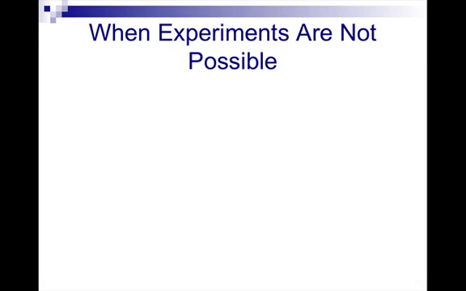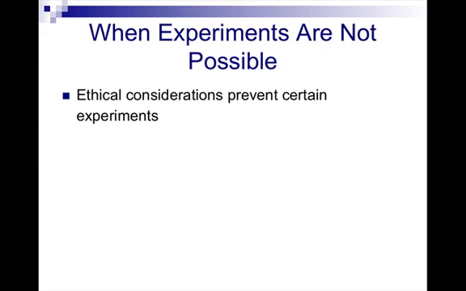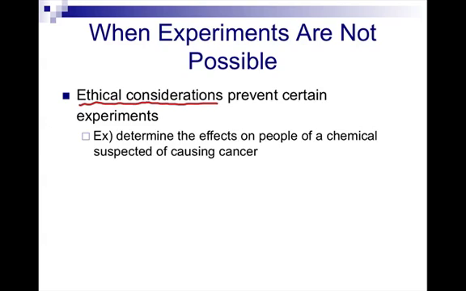Finally, when experiments are not possible, well, ethical considerations are key. And ethical considerations would mean that we don't test certain things on subjects that don't want to have the test done on them. And we have to be doing it in a good manner, whereas we're not hurting the subject that we're testing. For example, determine the effects on people of a chemical suspected of causing cancer. That's not something, we have to think about those people when we're doing a specific type of experiment.